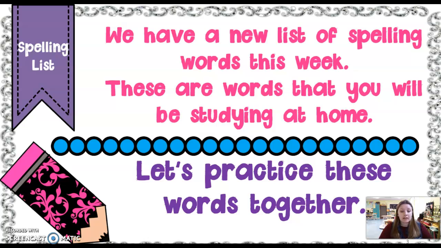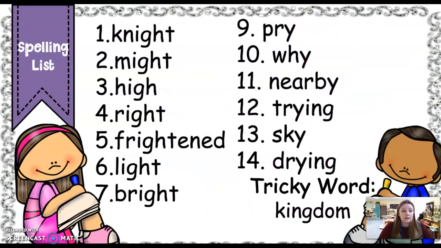Because it is the beginning of a new 5-day cycle, we have a new list of spelling words this week. These are words that you should be practicing at home. They're in your workbook, but they will be up here as well. I would like you to repeat the words after me. Number 1, night. Number 2, might. Number 3, high. Number 4, right. Number 5, frightened.